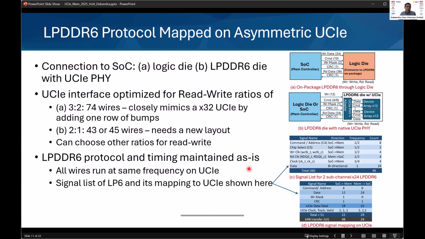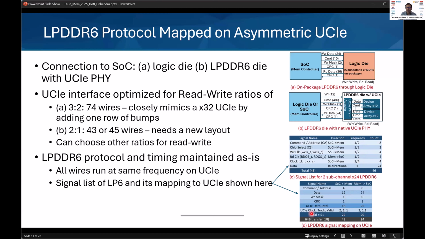The key here is the LPDDR protocol and then the timing. Those are maintained as is. So this is the signal list for a two sub-channel by 24 LPDDR6. You've got, let's say, 8 command address wires that run at half the frequency, and 2 chip select wires. When we map those into the UCIe, we will map using 4 wires, right? We're going to take all the encodings and map them using 4 wires, and it runs at full frequency. That's why anything that is half will have about half of that. So we go on mapping in that particular way.